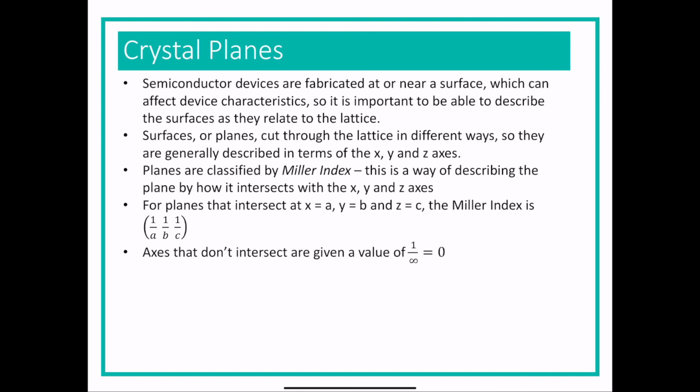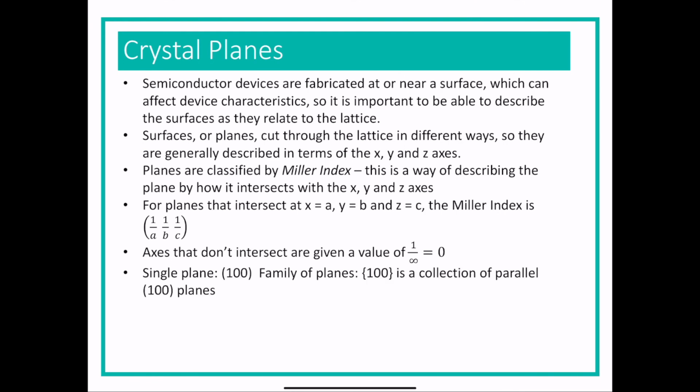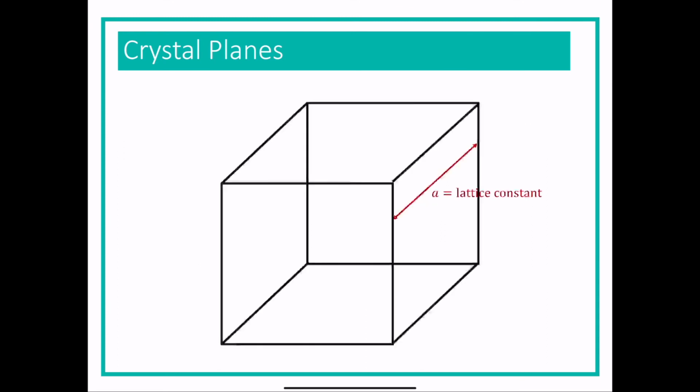A single plane is represented by parentheses. A family of planes, which is just a whole bunch of them put together, has curly brackets. That's just a collection of parallel planes. You might see that on something I talk about later, and that's all it means. Planes have round brackets, and if I make them squiggly brackets, that just means a whole bunch of them.